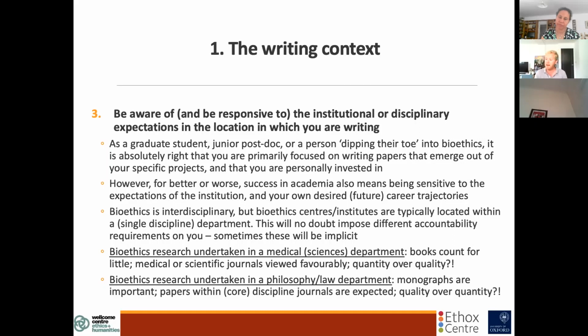There's often an expectation you'll publish not just in bioethics specific journals, but also the law or philosophy journals that those departments recognise as being of particular value. And I think we might also reverse that quantity versus quality balance perhaps in those departments as well. They're less worried about how much you publish, just that the things you publish are of the correct quality and in the right disciplinary venues.